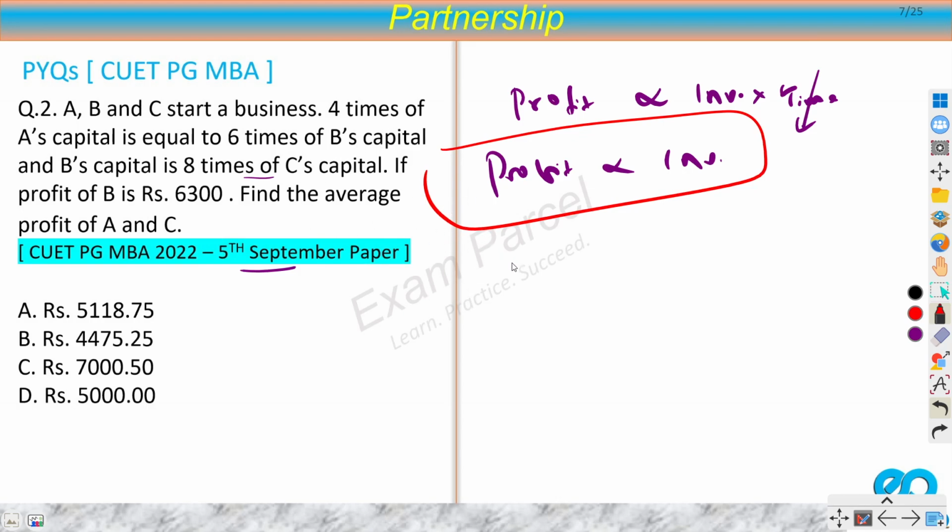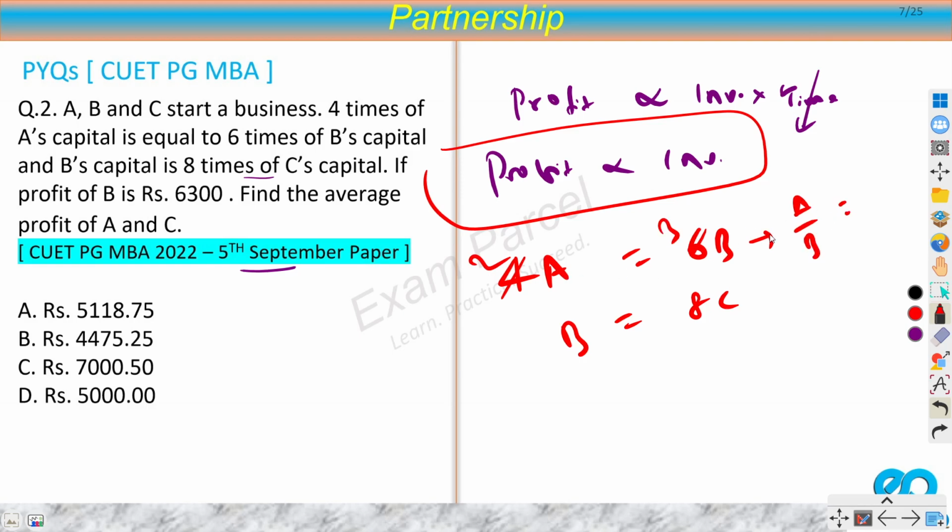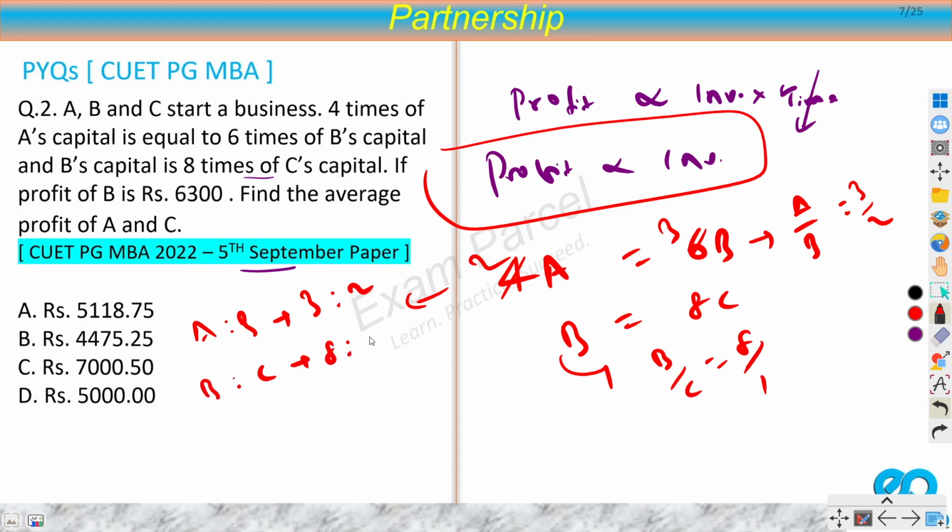So this says that 4 times A's capital is 6 times B's, and B's capital is 8C. Okay. So from here you can find the ratio of A and B. So A by B equal to 3 by 2. Right. So the A to B ratio is 3 to 2. From this you can find B and C. So B by C equal to 8 by 1. So B is 8 and C is 1.